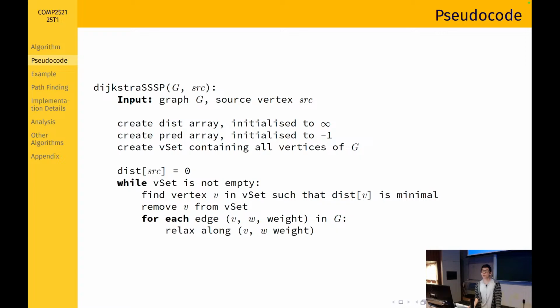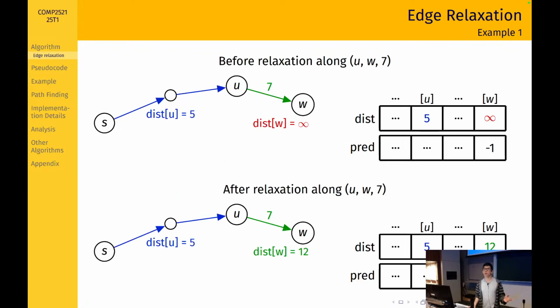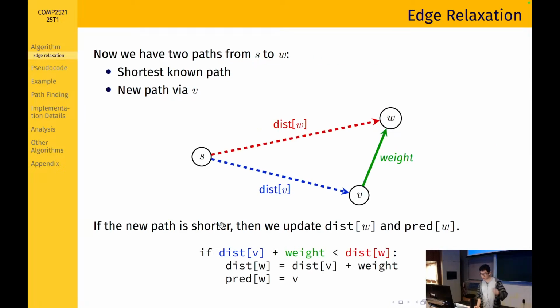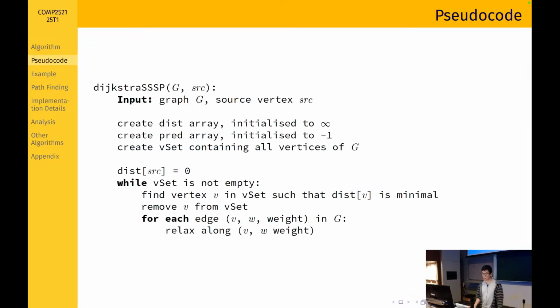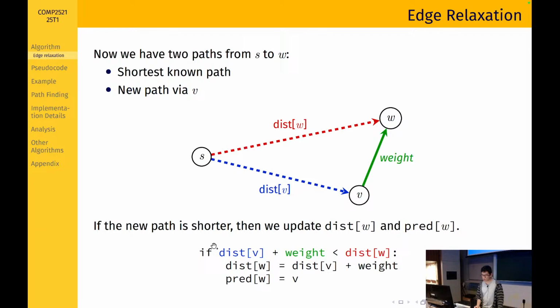Yeah. Question. So by relax along VW weight, we're performing edge relaxation. Okay, so basically we perform this if statement. Well, it's not necessarily a function. So you could essentially replace this line with these 3 lines here.